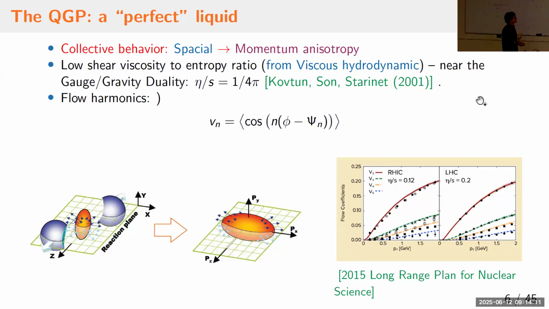And the viscosity to entropy ratio that is extracted from the data is very small, very close to the lower limit bound that was derived from gauge-gravity duality calculations some time ago. All right, so we have this kind of perfect liquid. We know now that the quark-gluon plasma is strongly interacting matter which behaves almost like a perfect liquid.